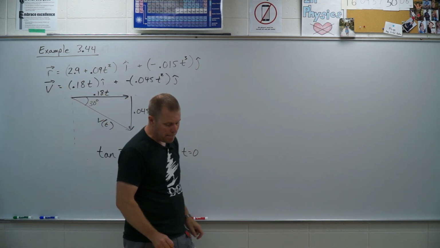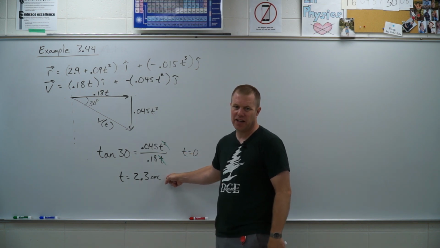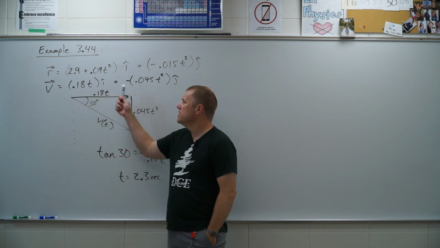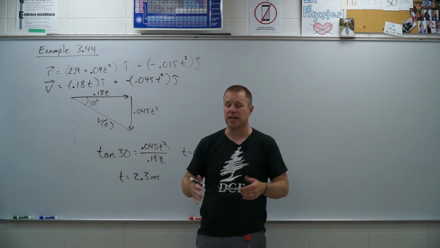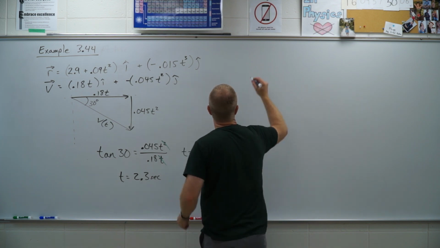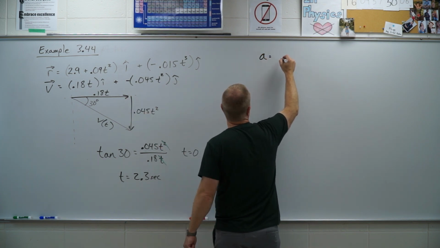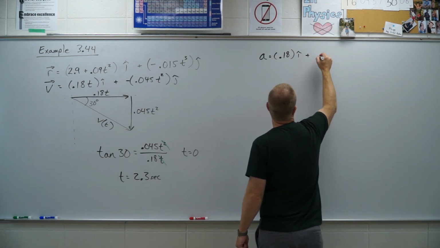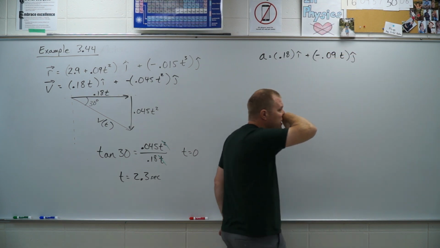All right, so part B then wants to know, what's the acceleration vector look like at this time? And they want it in magnitude and direction. So it's more than just me taking the derivative and plugging in that time. I then have to take those two components and find the magnitude and direction. So my acceleration function, go ahead and take the derivative of this function. I get 0.18 i hat plus negative 0.09t j hat. That is my acceleration function.